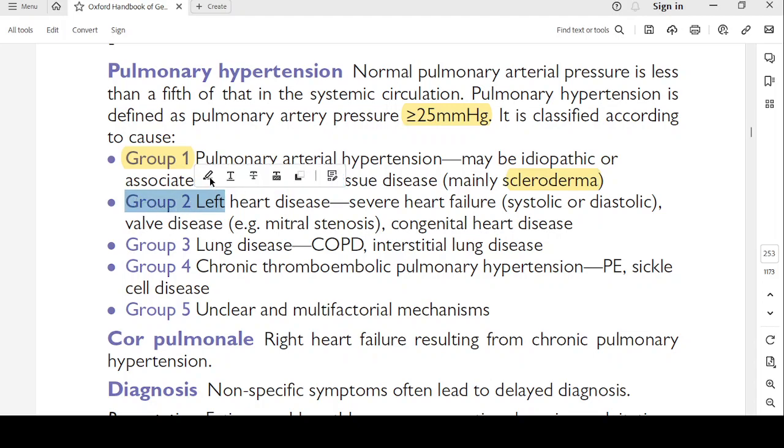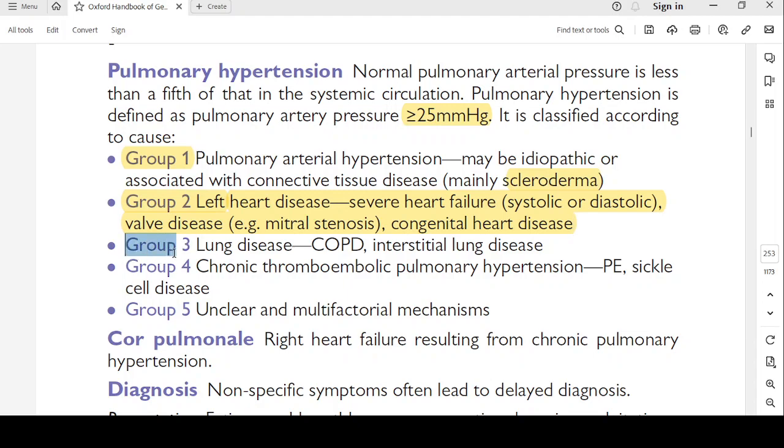Group 2 causes. This is left heart disease. When a patient has left heart disease and severe heart failure, systolic or diastolic, or valve disease, for example mitral stenosis, or congenital heart diseases, there is increased back pressure in the pulmonary circulation leading to secondary pulmonary hypertension. There is a block in the forward circulation, so the backward pressure increases, which is translated to the left ventricle, then the left atrium, and then back to the pulmonary vessels. So that increases the pulmonary pressure.